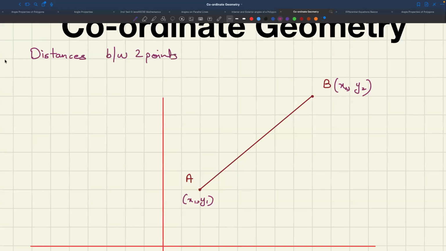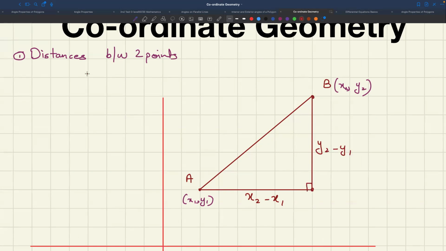Now when we are finding distance between 2 points, yes, we remember the formula and everything, but I want you people to understand one thing over here. How do we get the formula? So this is x2 and this is x1. So this distance will be x2 minus x1. This is y2 and this is y1. So this will be y2 minus y1.